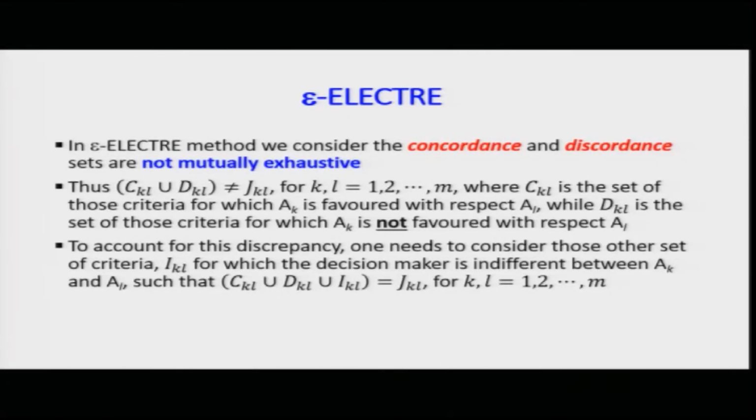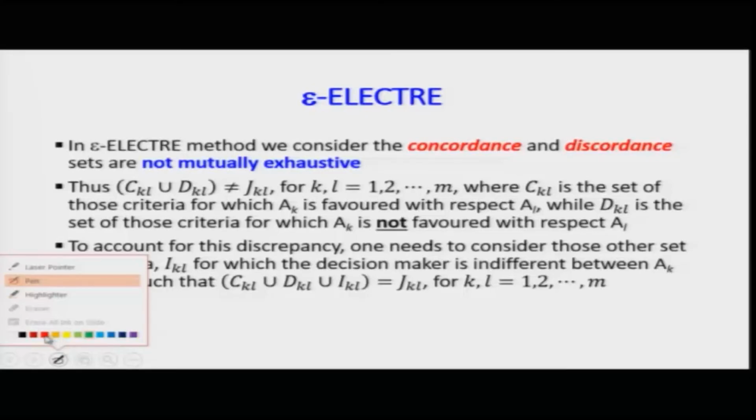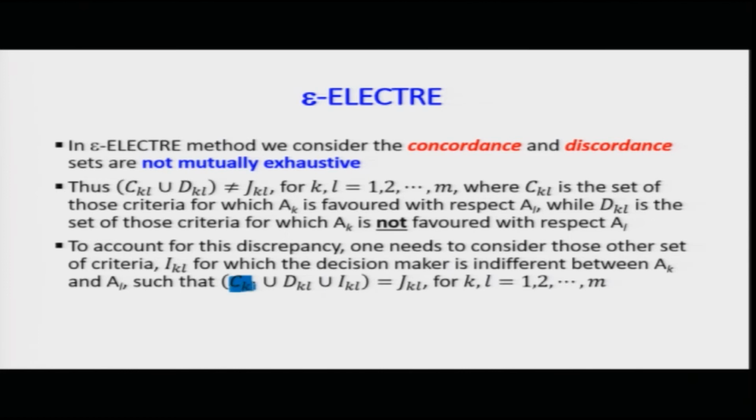So, hence we are considering that they may not be mutually exhaustive, that means the union should technically not be the total J set. So, in this case C is the concordance set, D is the discordance set, and C union D is not equal to the total J set. So, obviously now you will have 3 different sets, which are what? The positive one I will mark as blue. So, this is the concordance set C, which is positive, and I am marking it with blue.